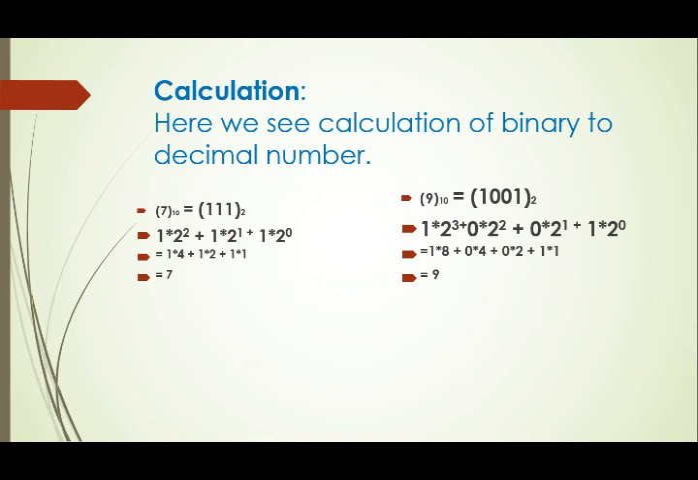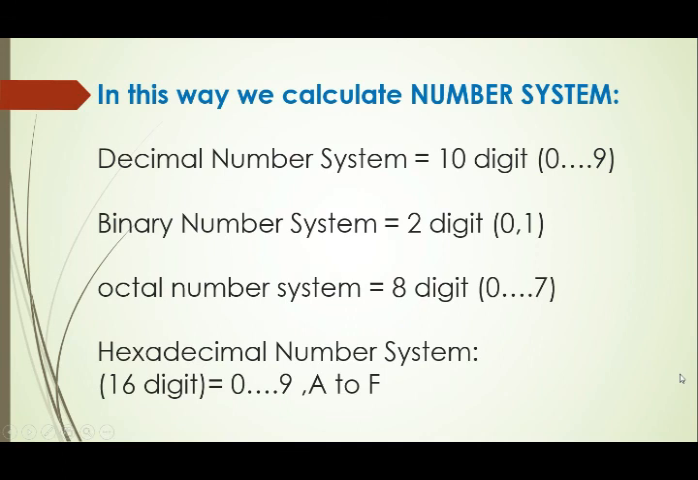Now the same example for 9. Here the value of 9 in binary is 1001. Again it will be calculated from LSD to MSD: 1 multiplied by 2 raised to 0 plus 0 multiplied by 2 raised to 1 plus 0 multiplied by 2 raised to 2 plus 1 multiplied by 2 raised to 3. So after the calculation it comes to 9. In this way we calculate the number systems.